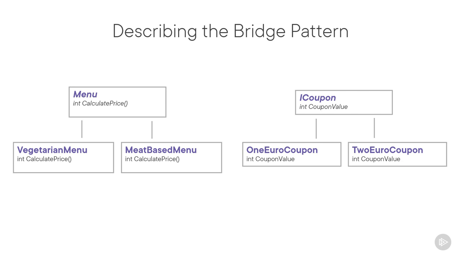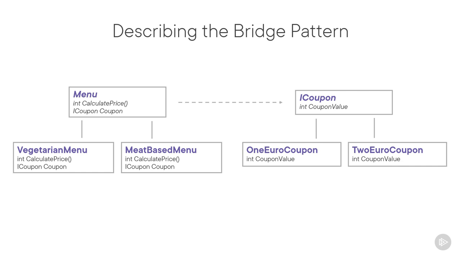Each menu then needs access to a coupon on which it can calculate the coupon amount when calculating its price. And we can do that with a bit of composition. The abstract base Menu class will require an abstract Coupon object, or something that implements the ICoupon interface. As that states that there should be a coupon value that can be accessed, the correct price can be calculated.